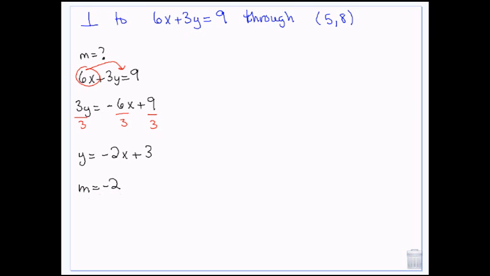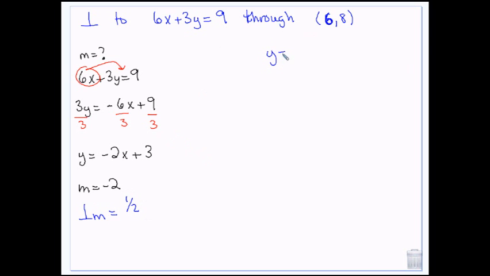But I don't want to know parallel. I want to know perpendicular, so I need to figure out what is perpendicular m. The regular slope of this line is negative 2, so our perpendicular slope is positive 1/2, because remember it's the negative reciprocal, so we make it the opposite and we flip it over. So we're going to use this m to find our line.